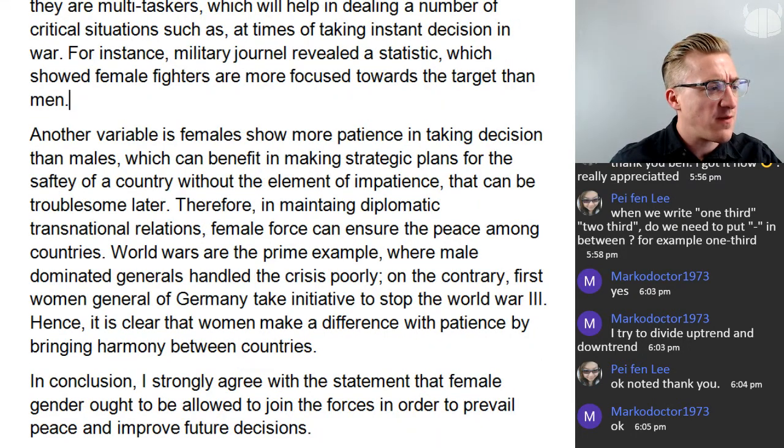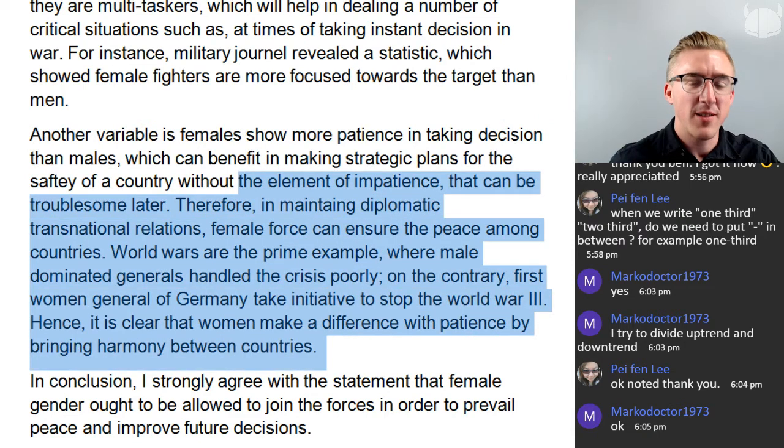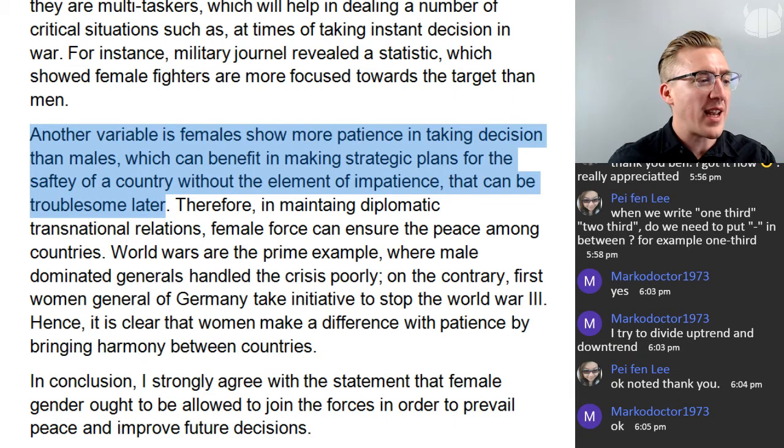Another variable is females showing more patience in taking decisions than men, which can benefit in making strategic plans for the safety of the country. Without the element of impatience, that can be a troublesome matter. Much too long on your topic sentence. The first sentence of this paragraph should be direct and straight to the point. You can explain more through the rest of the paragraph, okay, if you have some complex ideas, but if you have such a long topic sentence, by the time I'm done reading it, there's too much going on. I need a firm, solid, straight sentence here.